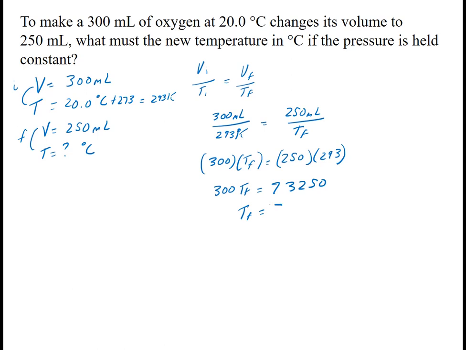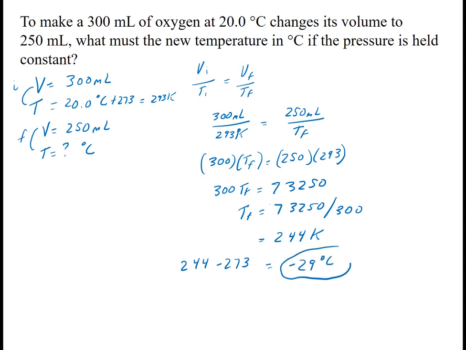So when I take 73250 divided by 300, I should get 244 K. Now this one did specify that it wants it in Celsius, so I'm going to take the 244 minus 273 to end up with a negative 29 degrees C. So in the last problem, if it doesn't specify, I could have left it in Kelvin, but this one happened to specify it.